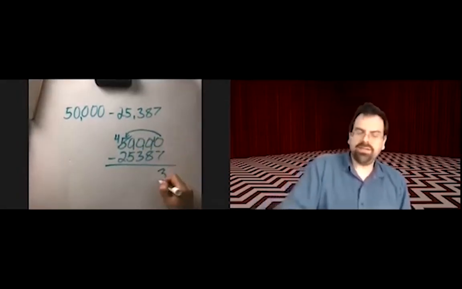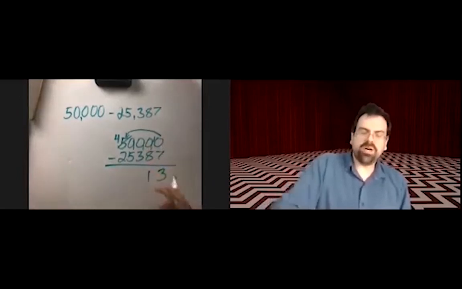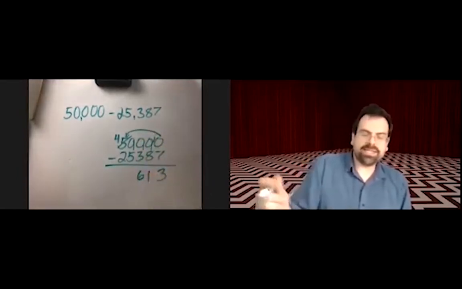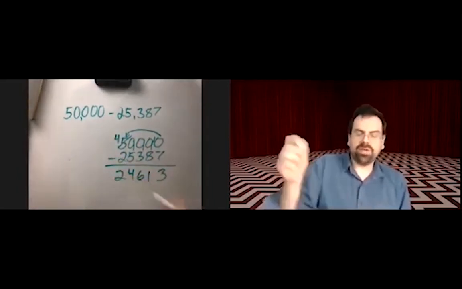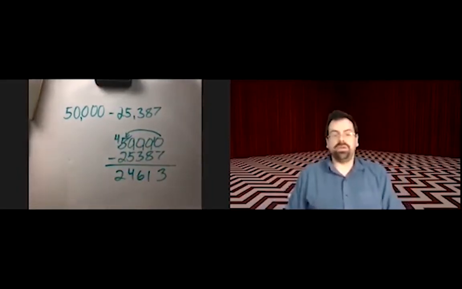10 minus 7 is 3. 9 minus 8 is 1. 9 minus 3 is 6. 9 minus 5 is 4. 4 minus 2 is 2.